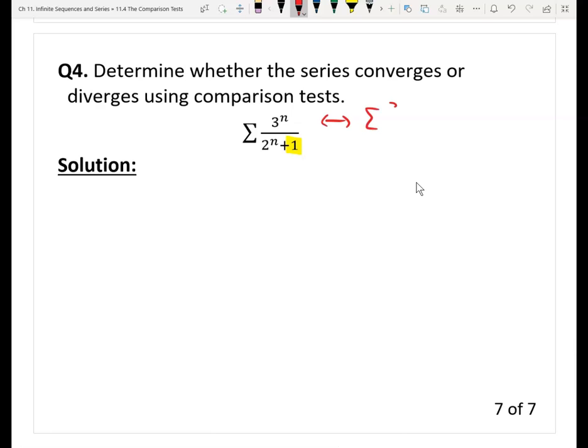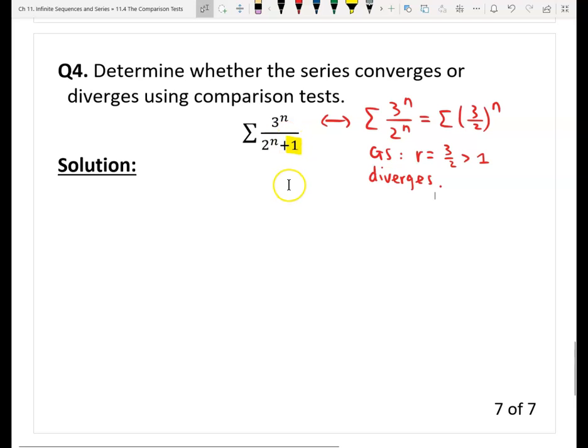This time it is 3 to the n over 2 to the n. If we put them together, it is the series (3 over 2) raised to the nth power. What's that? This is a geometric series, and the common ratio r is 3 over 2, which is greater than 1. Therefore, it diverges. So the comparable series diverges, and we know our series should diverge too by the limit comparison test. Let me highlight, so this is the one we need to use.